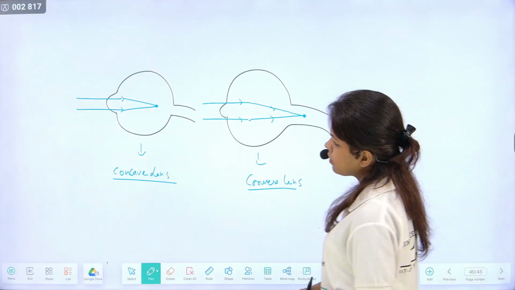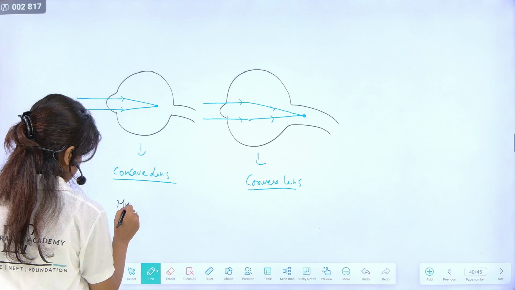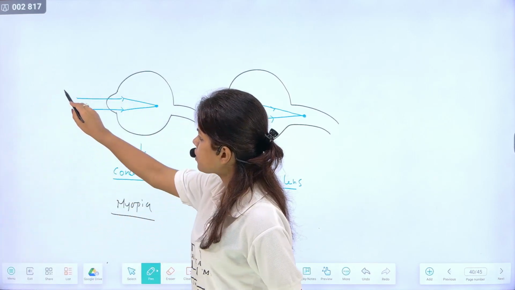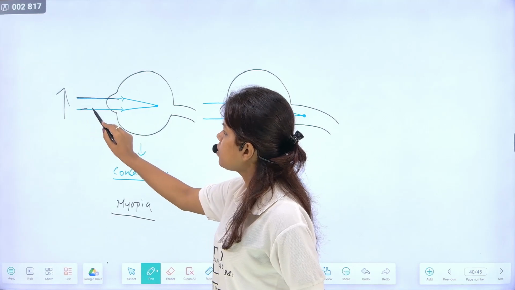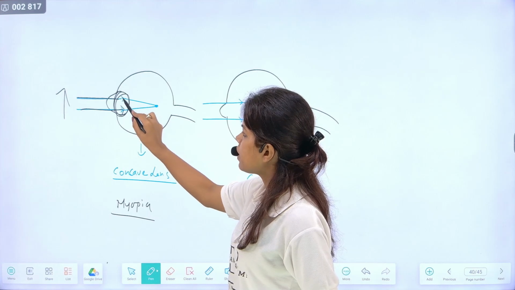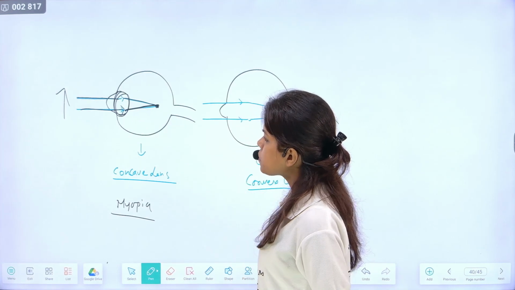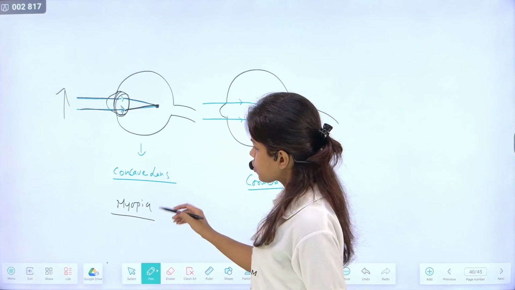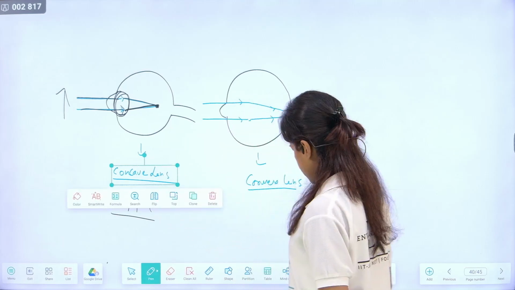Here, in myopia, when the light is coming from an object, it will strike on the lens and converge. The light rays converge. As a result, the image is produced just before the retina. So we can use a concave lens to cure this problem.